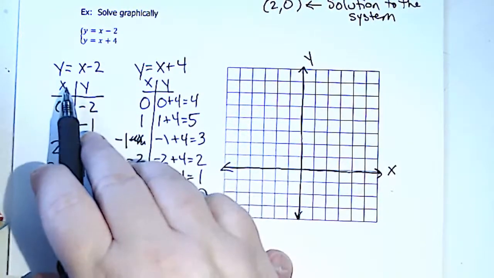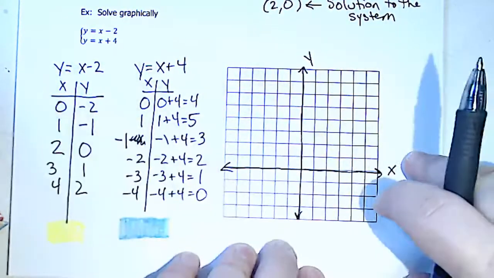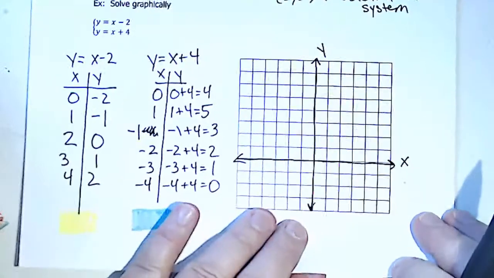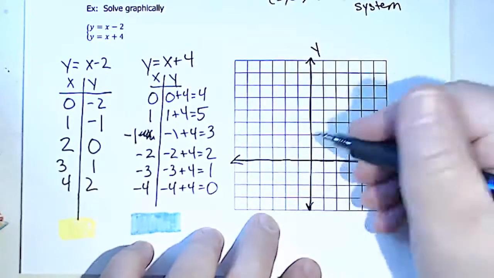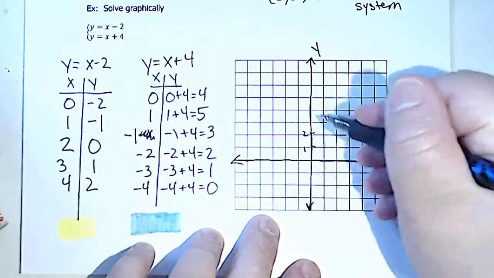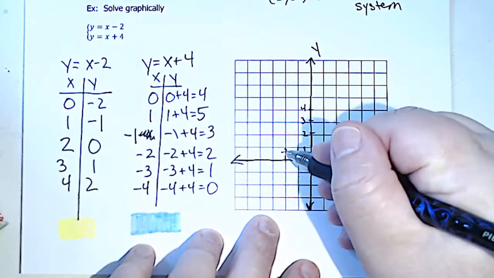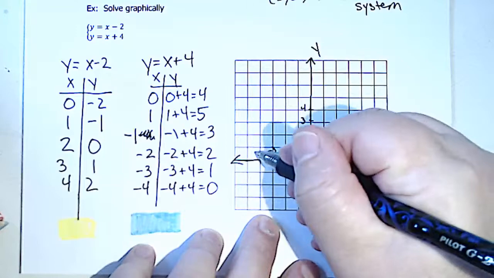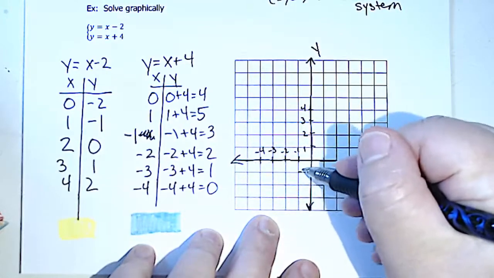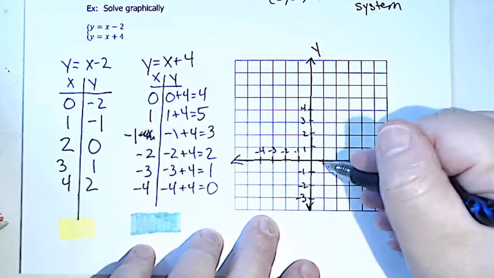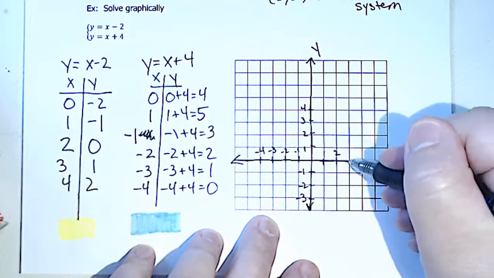So my first one, my graph, well, to be honest, I already graphed it up here with the yellow one up there. So I could just use that graph, or just very quickly, I could plot the points. Let's see, this is 1, 2, 3, 4, -1, -2, -3, -4, -1, -2, -3, 1, 2.